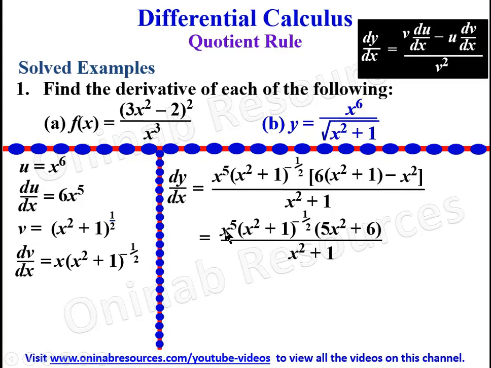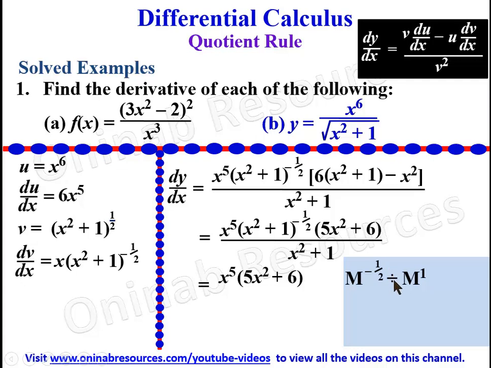Now I want to rearrange and see if this can divide this. This is x to the power of 5 into 5x squared plus 6. If I take this x squared plus 1 to be m, this will be m, so I'll be left with m to the power of half divided by m to the power of 1. This is m to the power of negative half. Negative half minus 1 will give us negative 3 over 2. So I will have my answer as m to the power of negative 3 over 2.